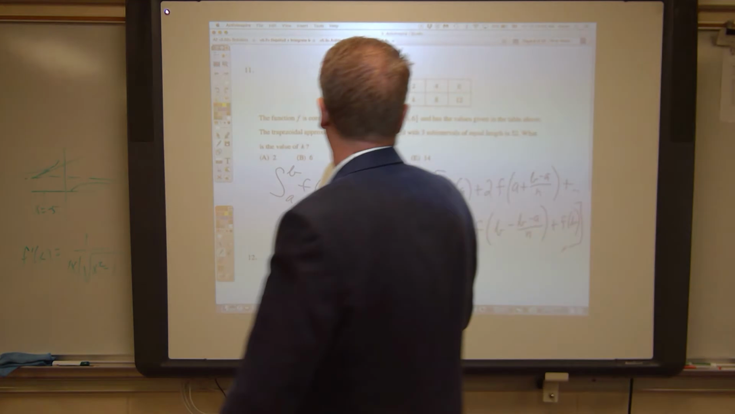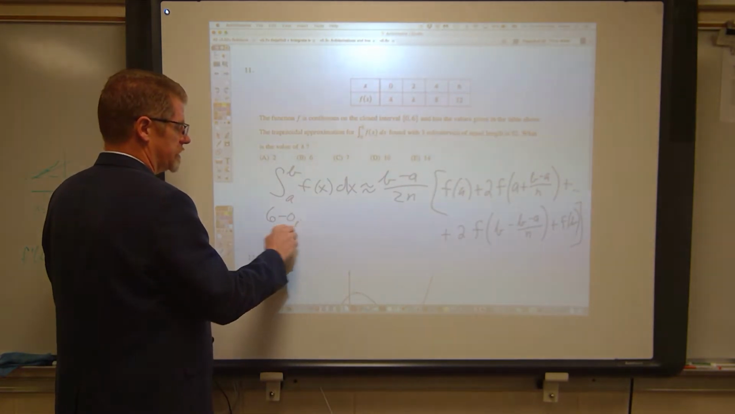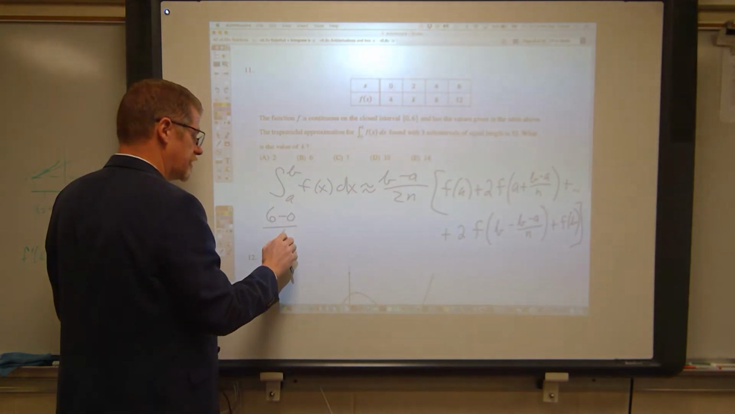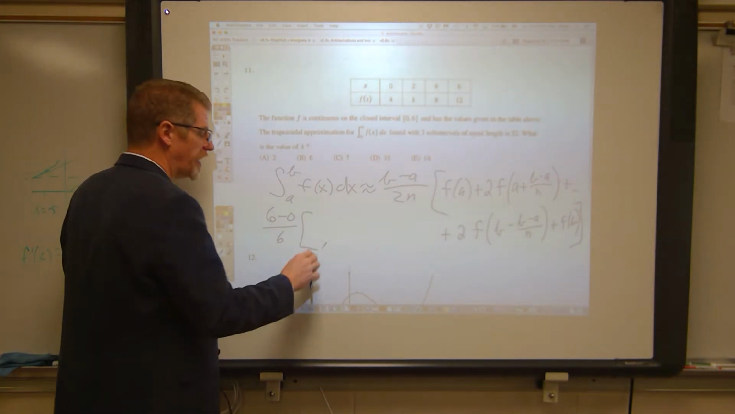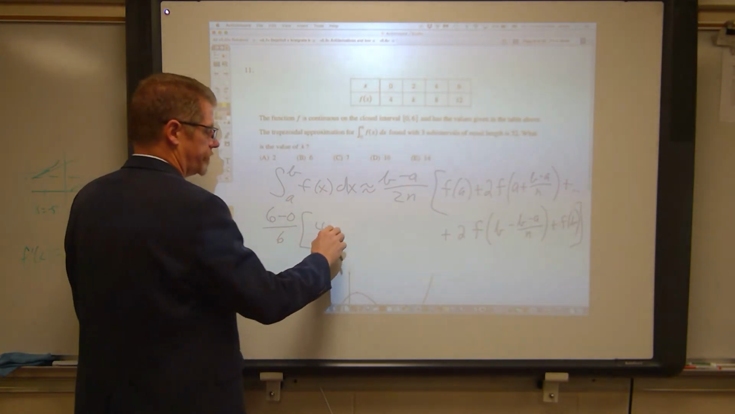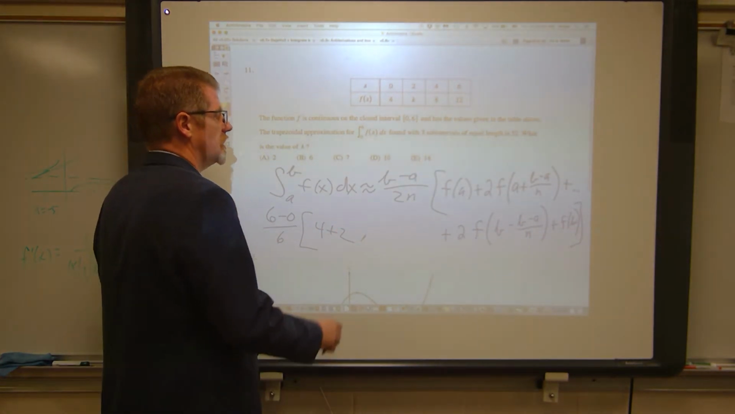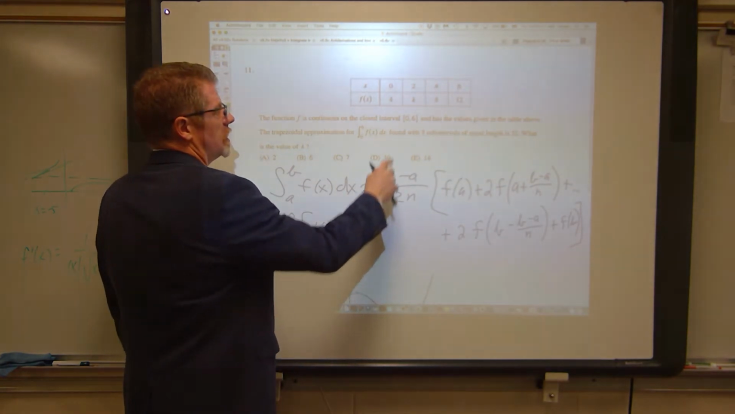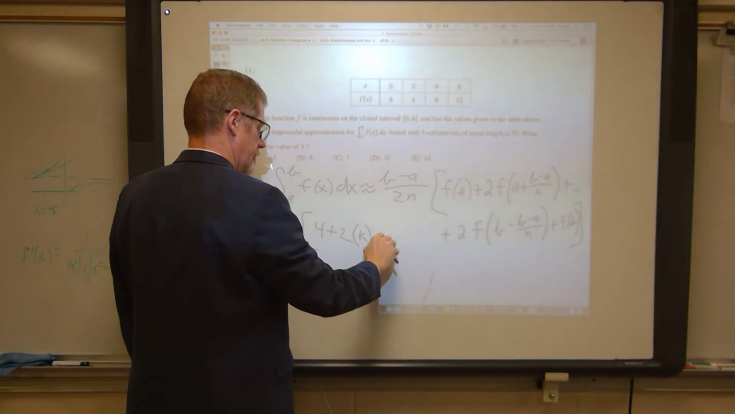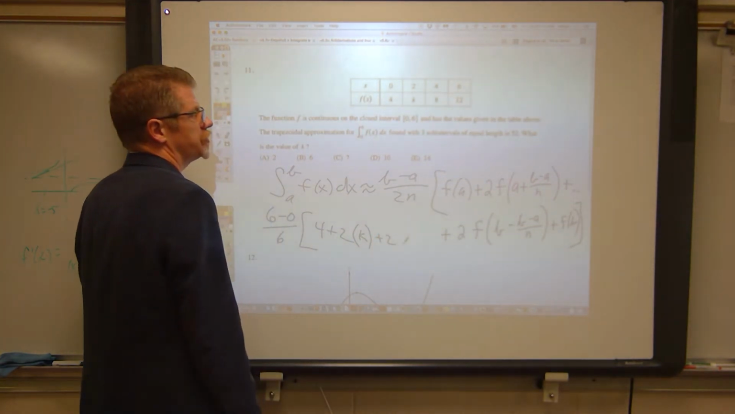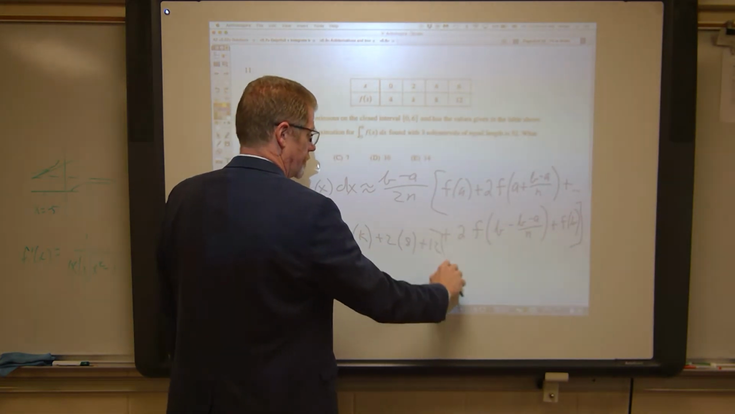So if I were to apply that formula to this situation, I would take 6 minus 0 over 2 times 3, which is 6, times f of a, which is 4, plus 2 times f, basically the second number, which is k, plus 2 times 8 plus 12.